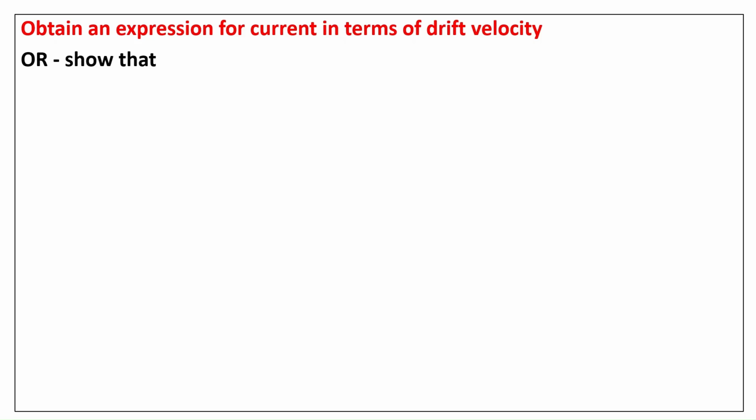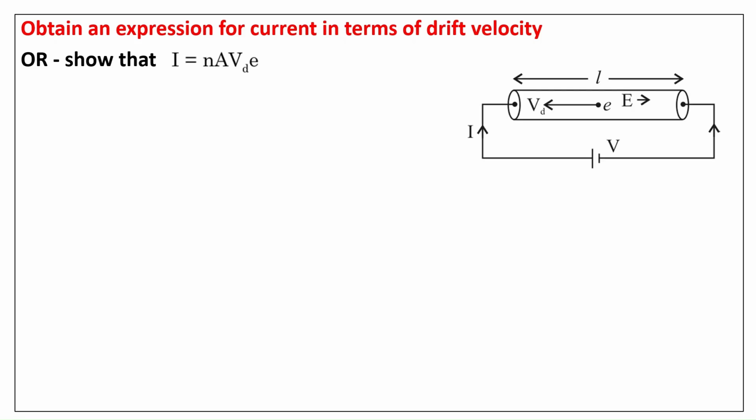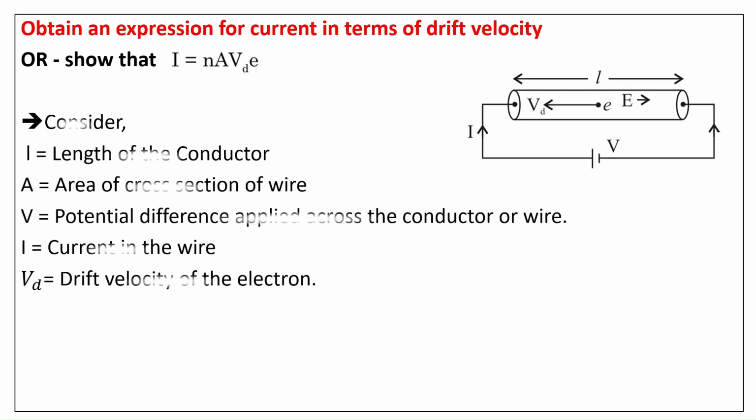Next, obtain an expression for current in terms of drift velocity, or show that I is equal to nAVd. Consider a cylindrical metal wire of length L and uniform cross-sectional area A. The conductor is connected to a battery as shown in the figure.